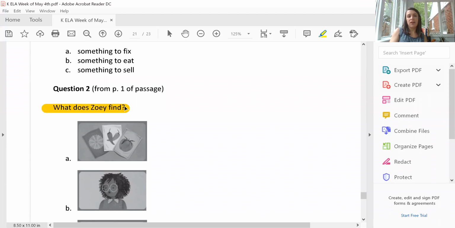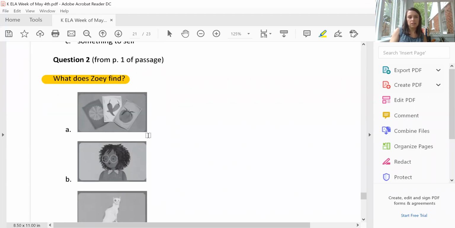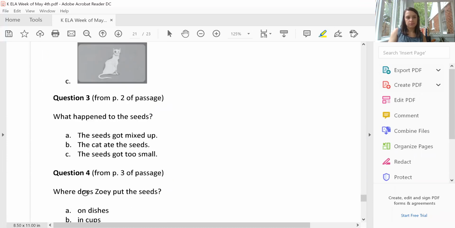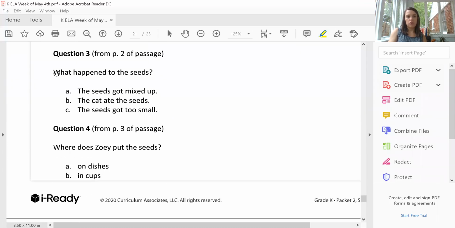All right, question number 2. What does Zoey find? Seeds, her sister, or cat? What does Zoey find? Circle one picture, A, B, or C. Question 3, what happened to the seeds? A, the seeds got mixed up. B, the cat ate the seeds. Or C, the seeds got too small. Go back to page 2. What happened to the seeds?